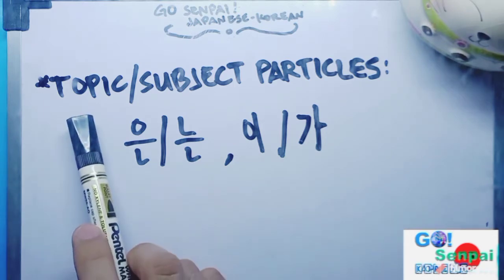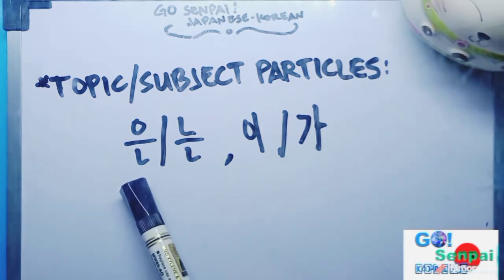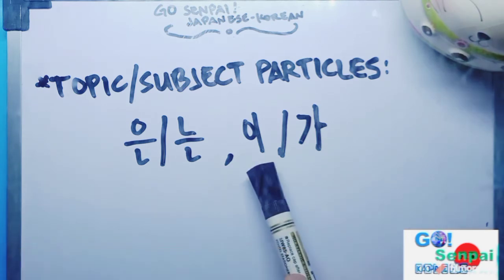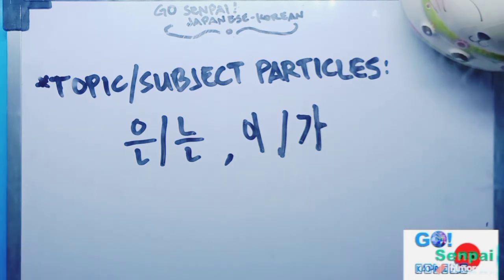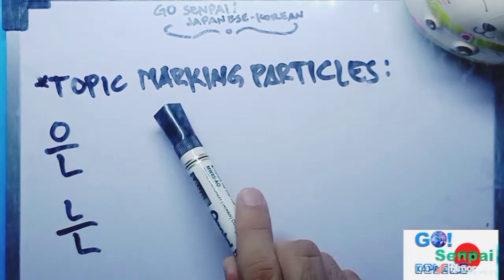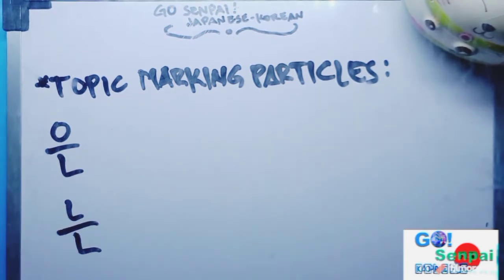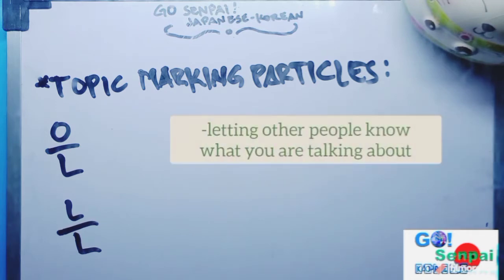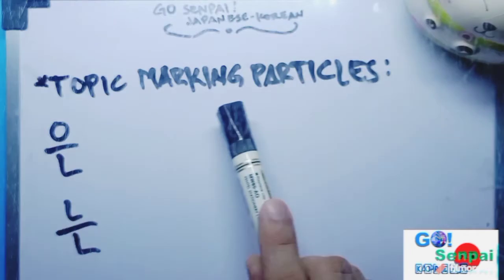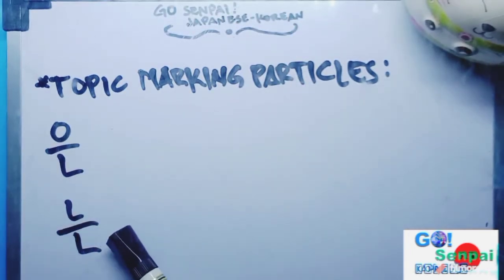Okay, so for topic marking particles, we have 은 and 는, while in subject marking particles, we have 이 and 가. The main rule of topic marking particles is letting other people know what you are talking about or going to talk about. So in topic marking particles, we have 은 and 는.